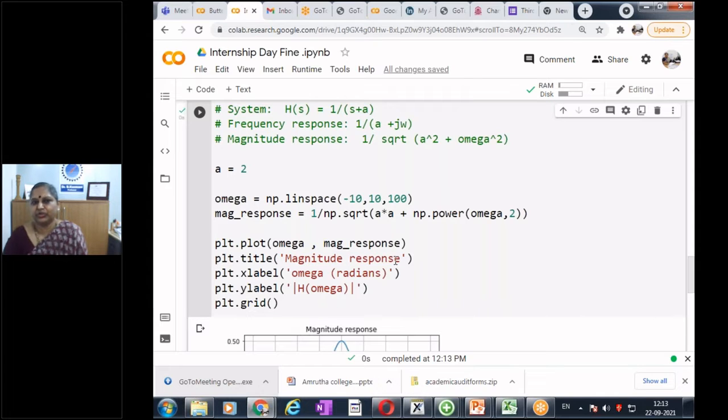And what is the system given to us? 1 by s plus a, a simple first order system. And we have also seen how to have the system using resistor and capacitor. You know, the simple RC circuit, we get the output.